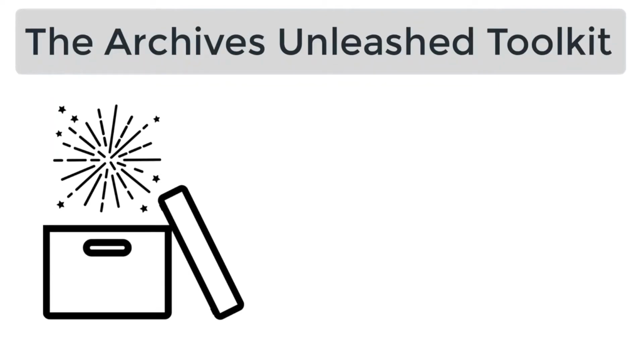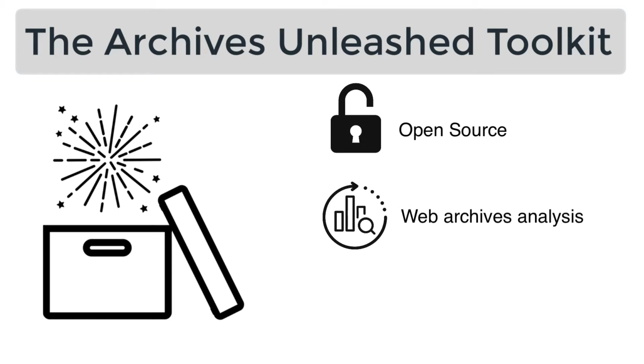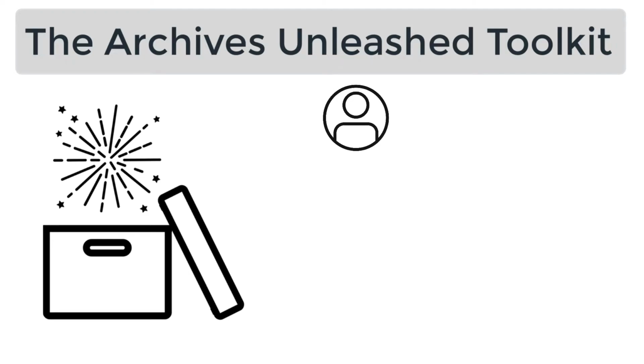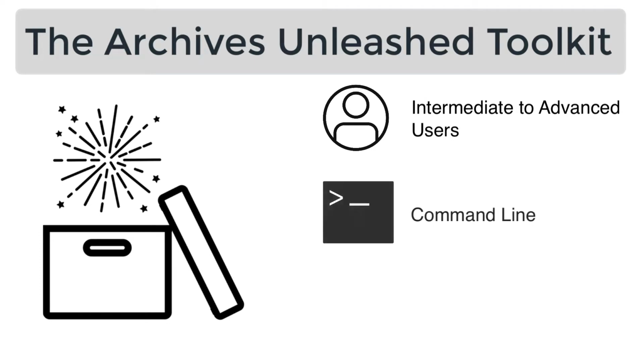The Archives Unleashed Toolkit is an open-source platform for analyzing web archives and is built on Apache Spark, which provides powerful tools for analytics and data processing. While we strive to make the toolkit as usable and accessible as possible through robust documentation, it is aimed at an intermediate to advanced user who is comfortable with the command line.